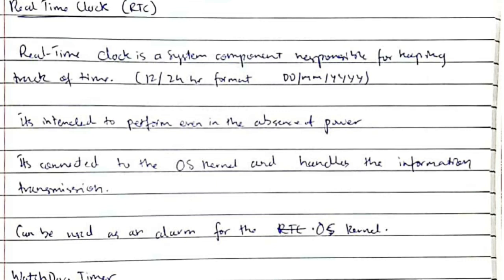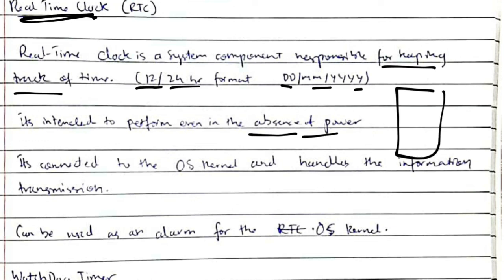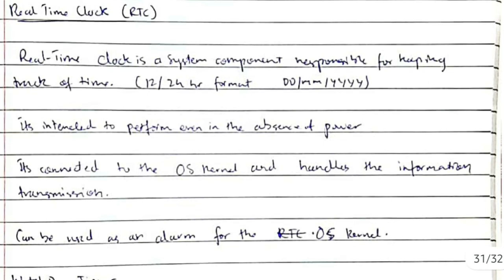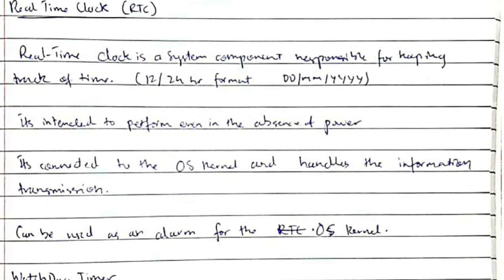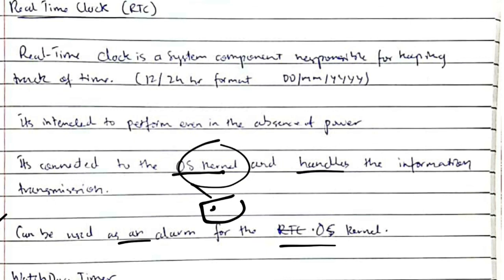A real-time clock is a component responsible for keeping track of time, like in 12-hour or 24-hour format, and the date, month, and year. It should also keep working in the absence of power. Otherwise, every time you reset your device, it will show the reset date, and that should not happen. How the devices do this is not discussed here, but it can also be used for an alarm using the OS kernel. It is connected to the OS kernel, the main root of every device, which handles the information transmission from the OS to the screen.